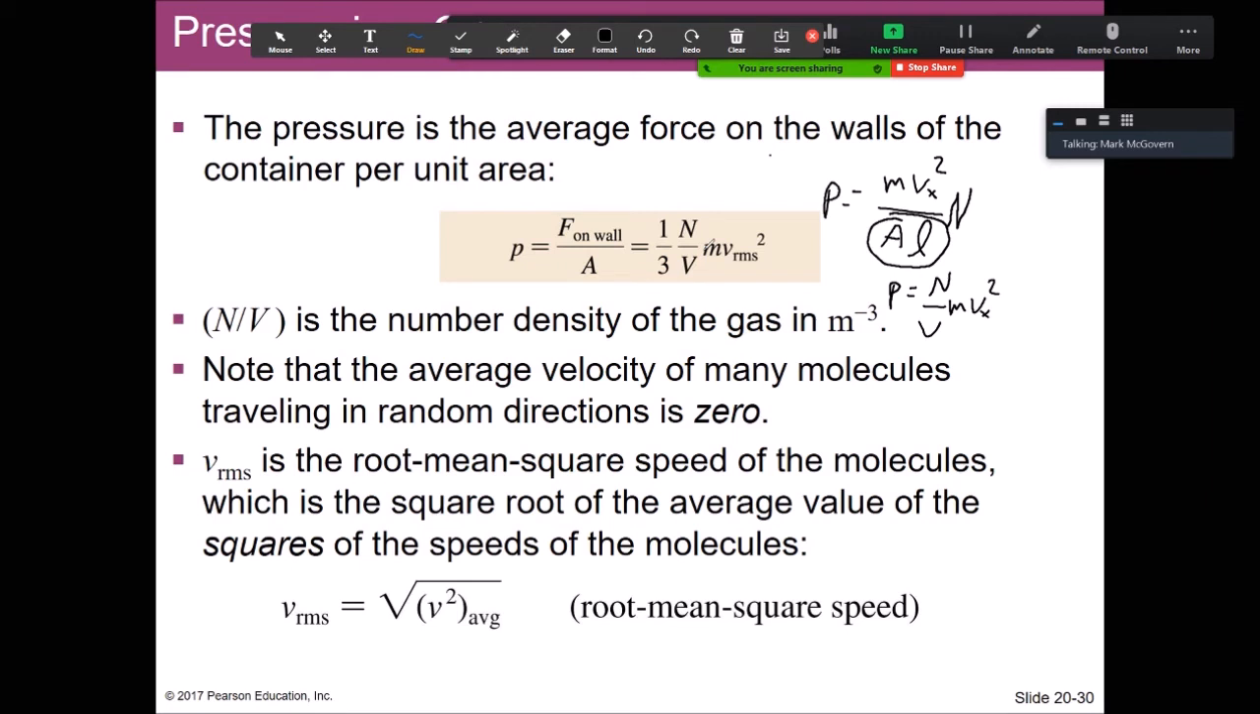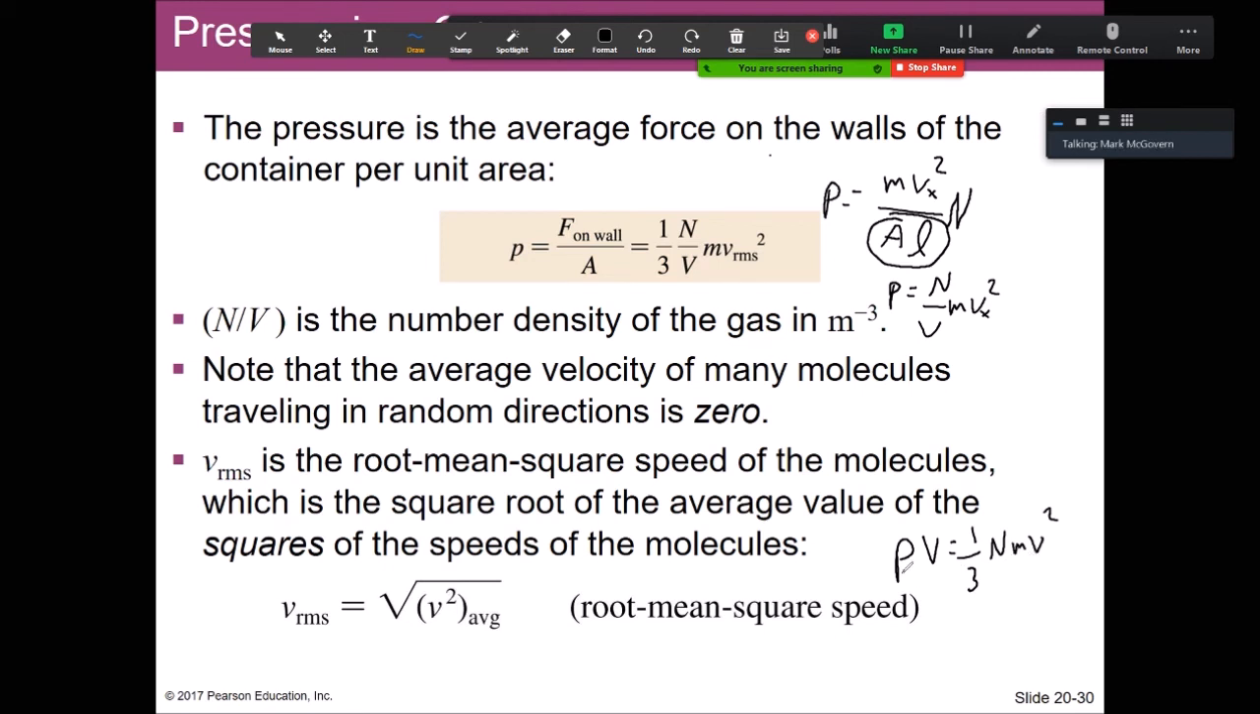Well, there's only a little bit more we'd have to do, because look, I have a P here, and I've got V right here. So what we can do is rearrange a little bit, and I'm going to write it a little further down here. So PV is equal to 1/3 NMV squared. Now this is starting to look a lot like, well, the left side is part of the ideal gas law, right? And the other side over here looks like a kinetic energy.